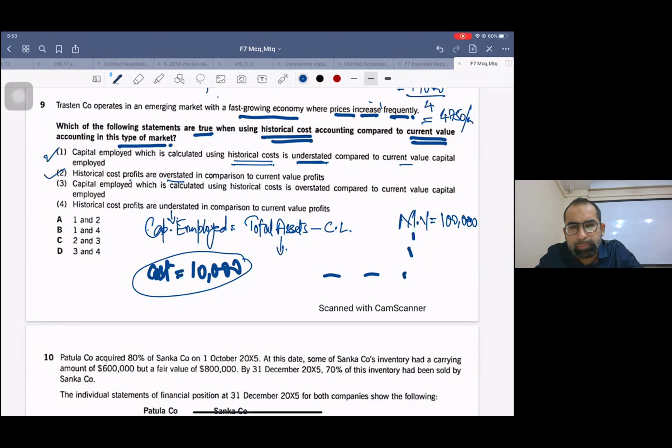Now 3 and 4 are wrong. Answer is A. Read it. 3 and 4 are the opposite things. It's wrong.